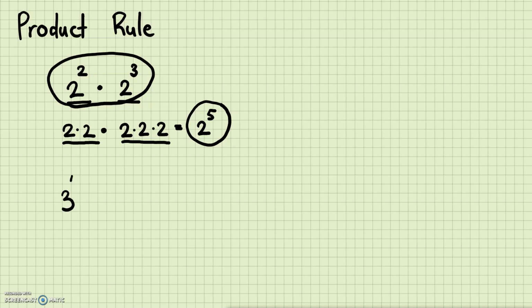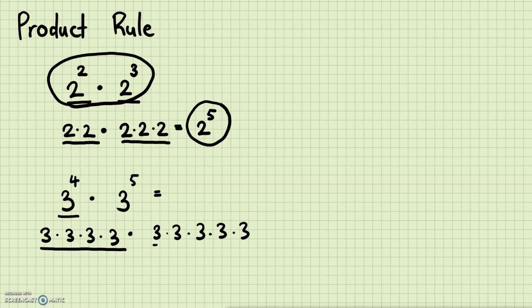So let's say we have 3 to the 4th power times 3 to the 5th power. And if you multiply this out, this is 4 3's, 3 times 3 times 3 times 3, times 3 times 3 times 3 times 3 times 3, 5 3's. So if you multiply these two, you'll get a total of 9 3's. We're multiplying 3 9 times.